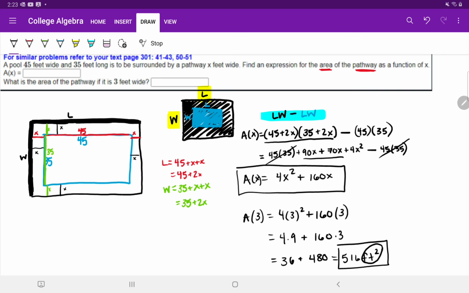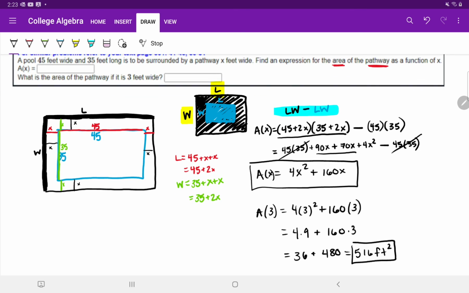I do want to point out the importance of your units. On the exam, if you ever forget to include your units, you will miss a point. That is part of your answer and you have to include it for full credit. So for part B, our answer is 516 feet squared.